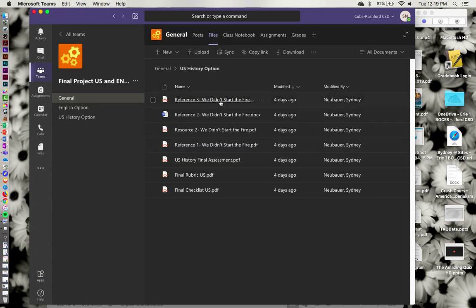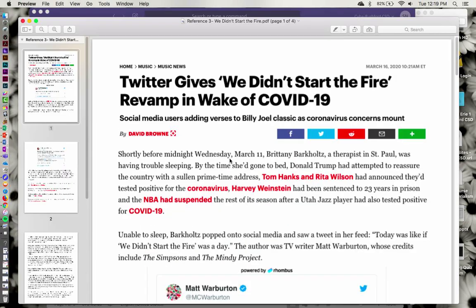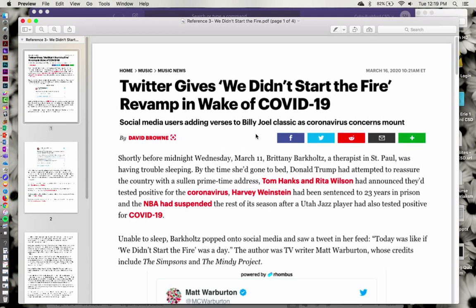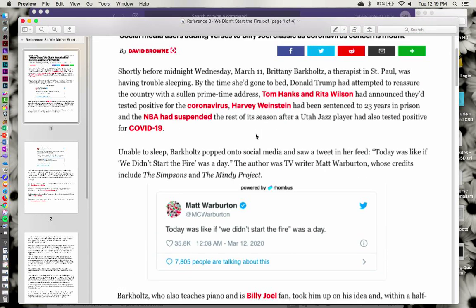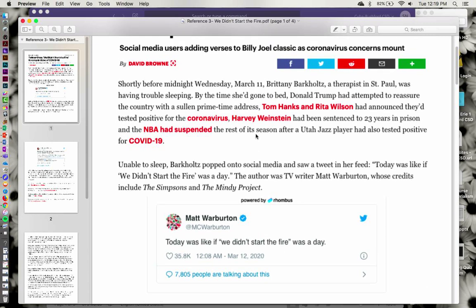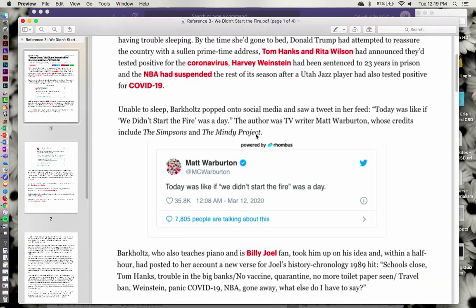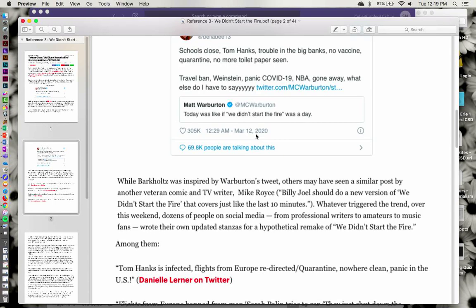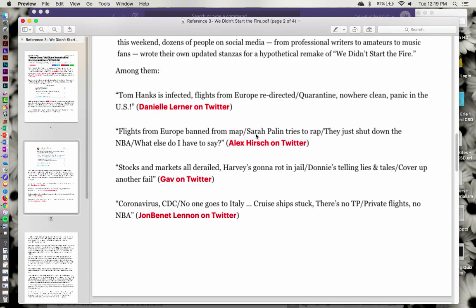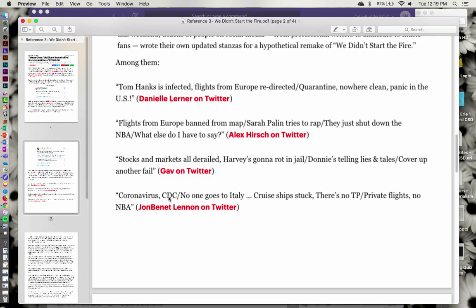Well, if we go back to Teams, you're going to see that there is a third reference there. This third reference is an article from Rolling Stone. This article actually explains how this song has become very relevant to the time period that we're in. And if you read through this article, you'll see that some people took to Twitter to actually come up with their own verses to this song. So you can see coronavirus, CDC, no one goes to Italy, cruise ship stuck, there is no TP, private flights, no NBA. So you can come up with your own terms.